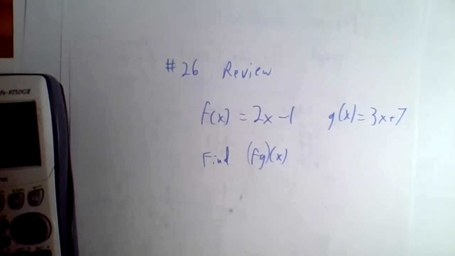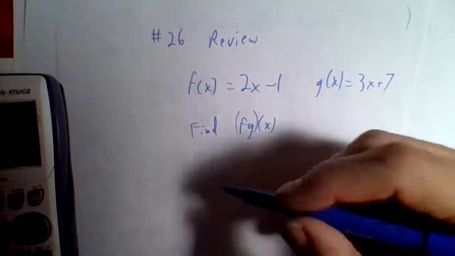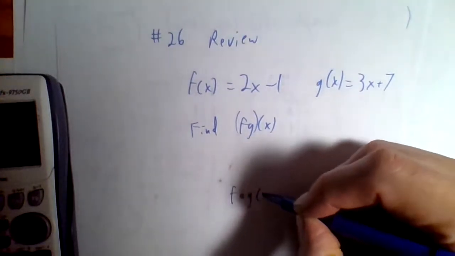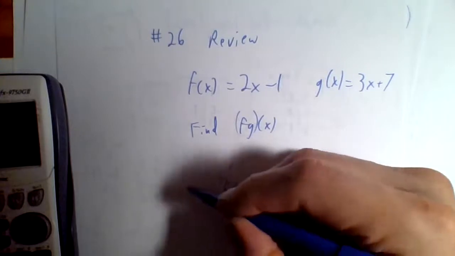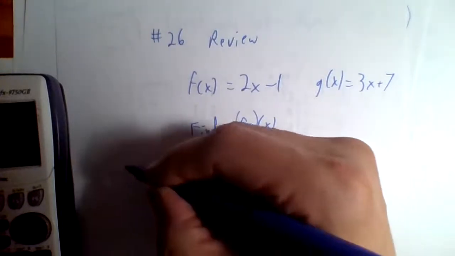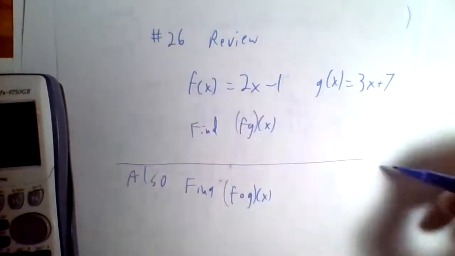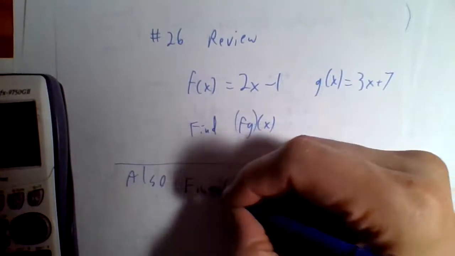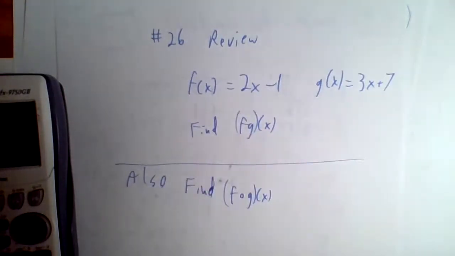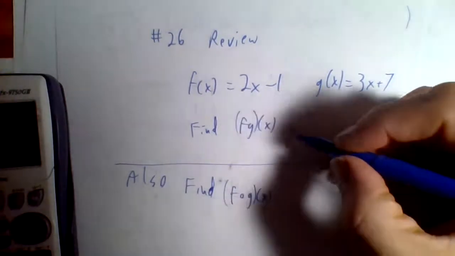I kind of want to remember what both of those things were. So I mentioned composition. I also want to do this just so we remember how this goes also. That's not part of the review question, but the distinction between these two things is important. We're going to do both so we can see the difference. Fg of x means f times g of x. It just means multiply the functions.